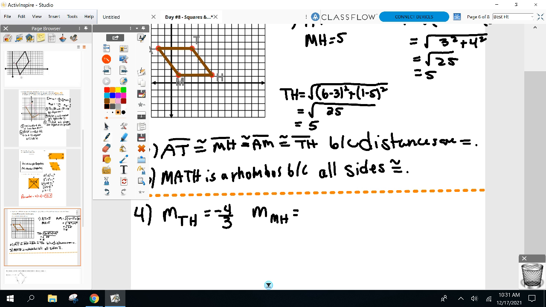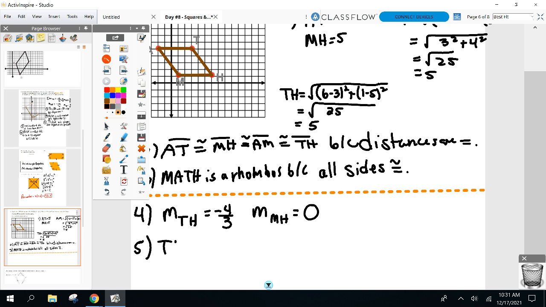Quick review. MH is a horizontal line. Any horizontal line always has a slope of 0. Vertical? No slope. Vertical line, no slope. All right, MH is a slope of 0. Are these 2 perpendicular? If I got a slope of 0 and -4/3, perpendicular or no? No. Okay, let's say it.